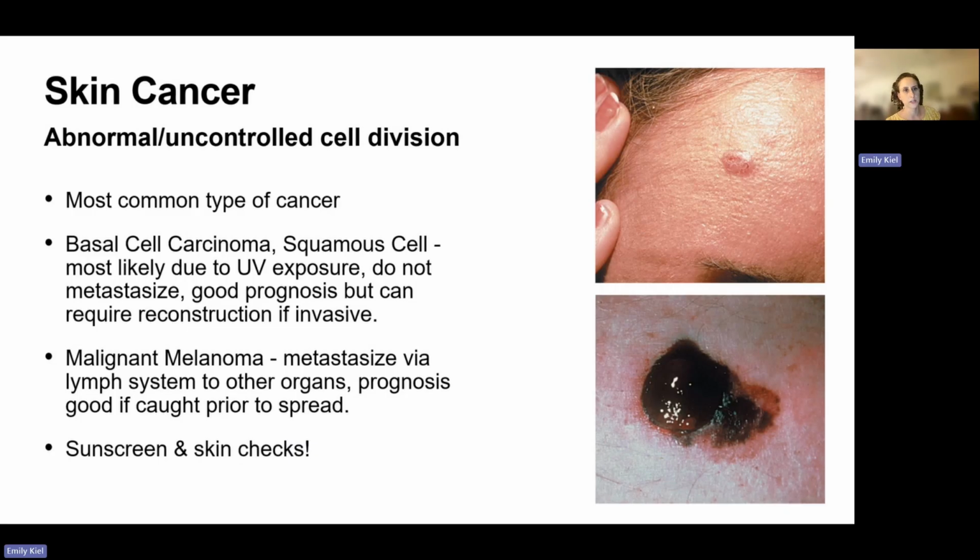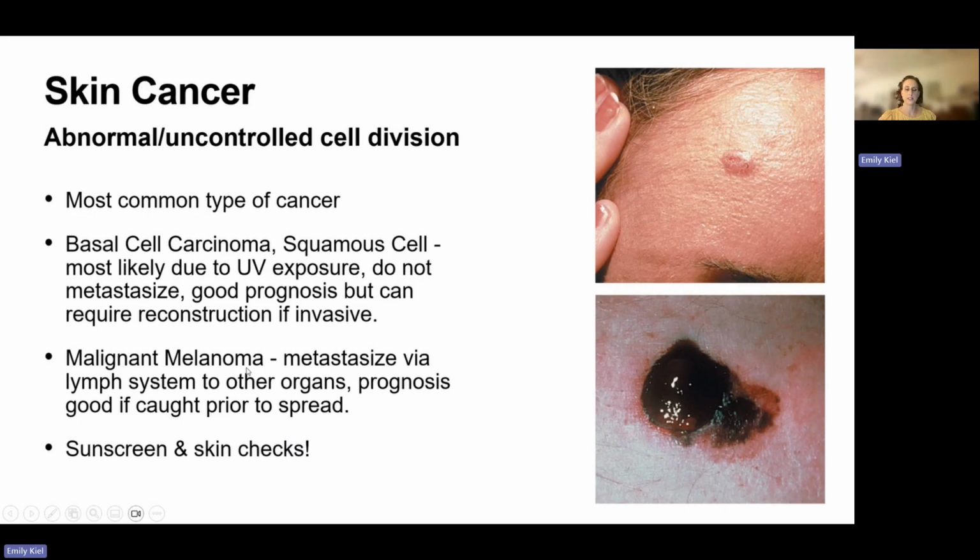Skin cancer, so any cancer is this abnormal or uncontrolled cell division, and it is the most common type of cancer, and very common here in Florida because of our UV exposure. So we see types like basal cell carcinoma or squamous cell carcinoma. These are most likely due to UV exposure. These don't metastasize. If you can remove it, you've got a pretty good prognosis, though, if it's really extensive, you may have to have some reconstruction. So, this would be more likely to be one of those more benign or non-metastatic tumors.